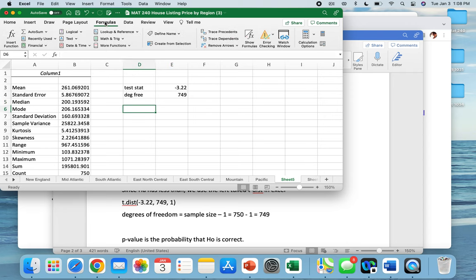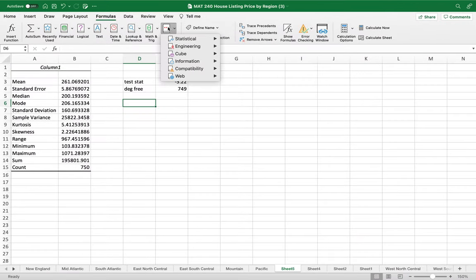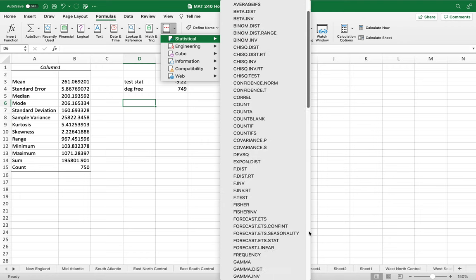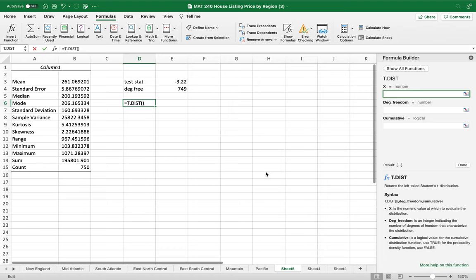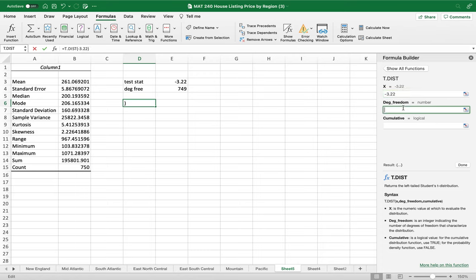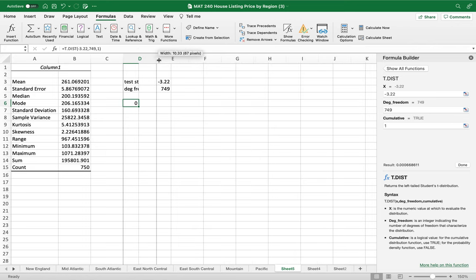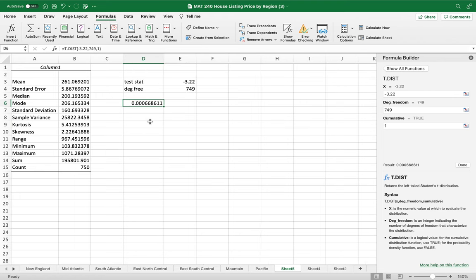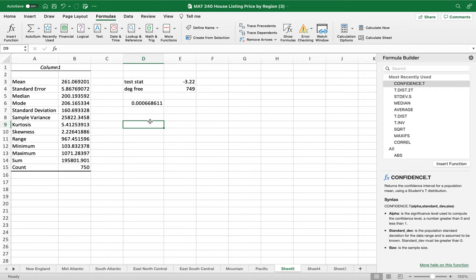Okay, formulas. More statistical, or you can just type it. T distribution. The first number is my test statistic. Degrees of freedom is 749. Cumulative, we put one for yes, true. Okay, there's my test statistic. Now, let's say your cell is little. You need to make it larger. All right. Now, this is my p-value right here.